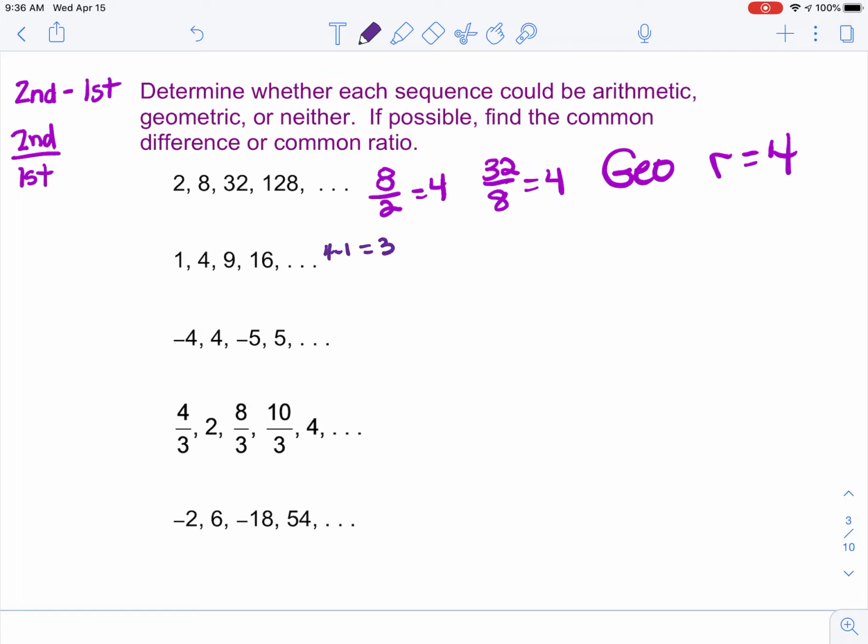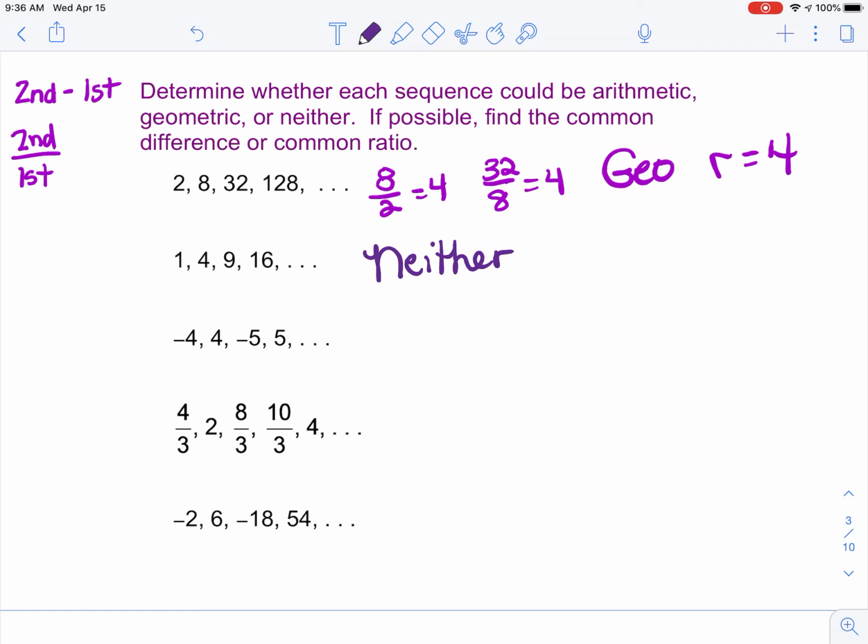Okay, on the next one, if I take 4 minus 1, I get 3. 9 minus 4 is 5, so I know it's not arithmetic. Let's try geometric. Take the second divided by the first, I get 4. Take the third divided by the second, do I get 4? I do not. So this is going to be a neither.